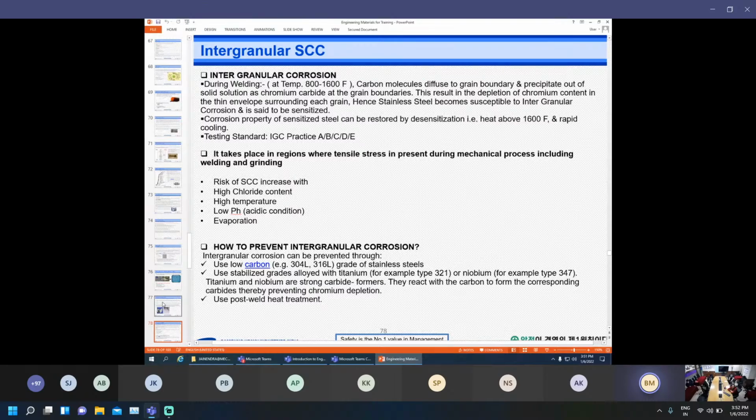So how to prevent it? Use low carbon, reduce the carbon content. It will help to reduce carbide formation. Use a stabilized steel, means use niobium, titanium adding material, which will help to make carbide formation, and it will not deplete the chromium and moly from the material. Use post-weld heat treatment. Means after making the product, you need to do the heat treatment to reduce the stress developed due to the corrosion.